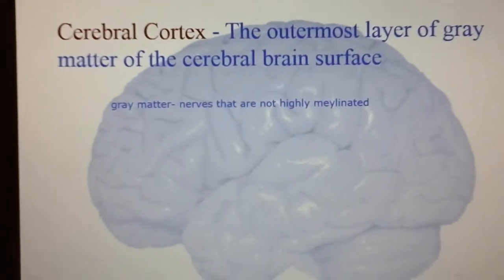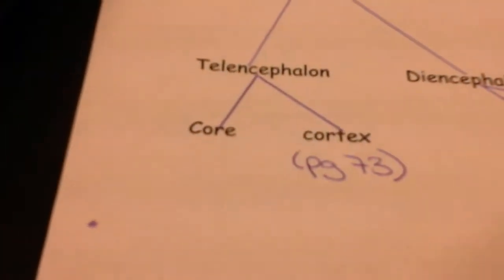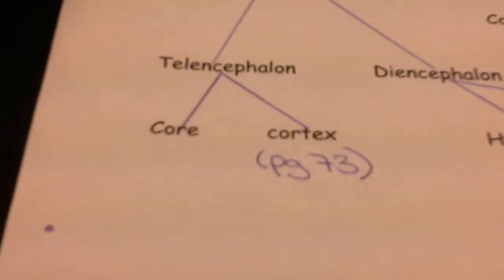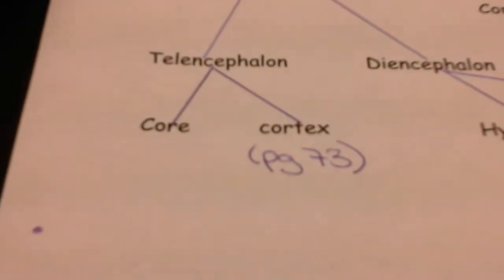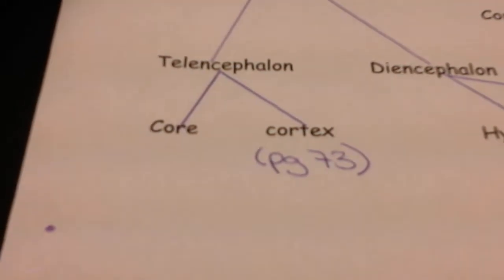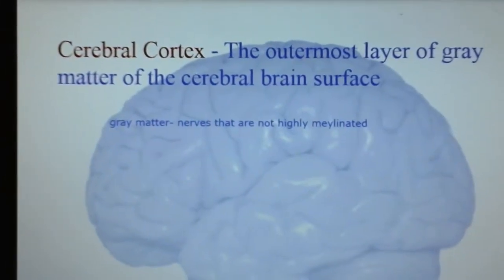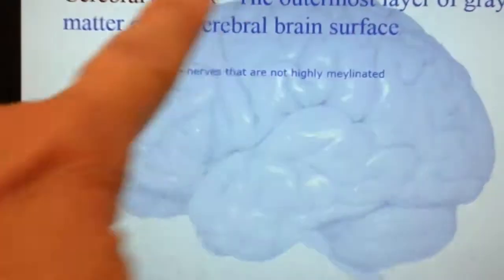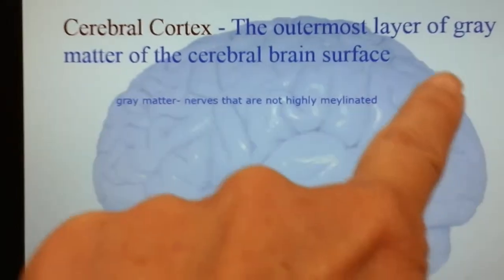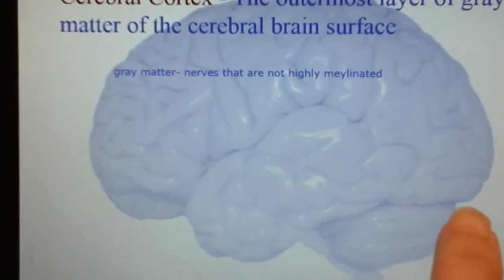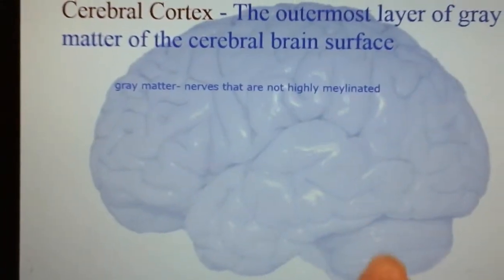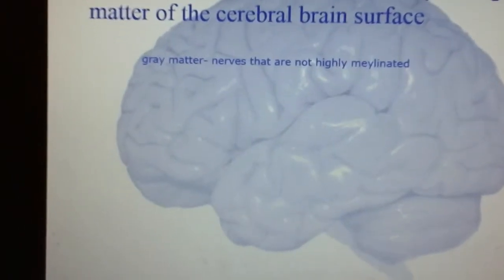Now, like we've mentioned here on our drawing, you have the cerebral cortex and you have the cerebral core. And the cerebral cortex is talked about on page 73 in your anatomy coloring book. And the cerebral cortex, remember, anytime you see cortex, cortex means it's the outside. So all of this here is your cerebrum. Right here would be your falx cerebri. Here's your tentorium cerebelli. This is your cerebellum. And back here would be your falx cerebelli.